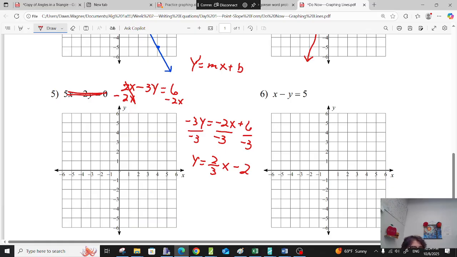So, left is -2. To the right 3. 1, 2, 1, 2, 3. What happens if I wanted to get the other side of the graph? Go down. Down 2, go left 3. You just do the exact opposite. 1, 2, 1, 2, 3 to get the other side of the graph.